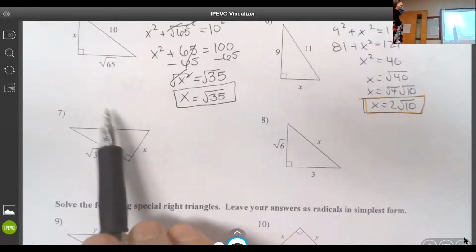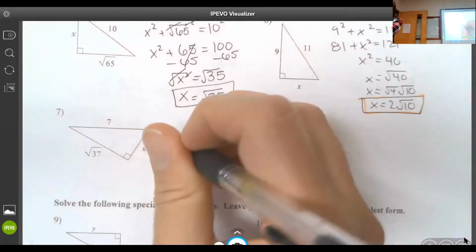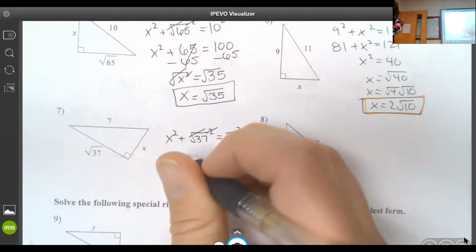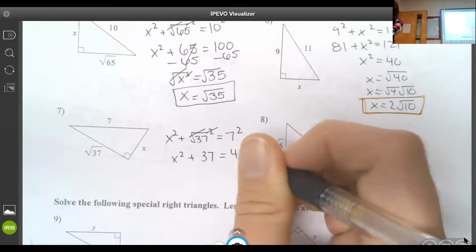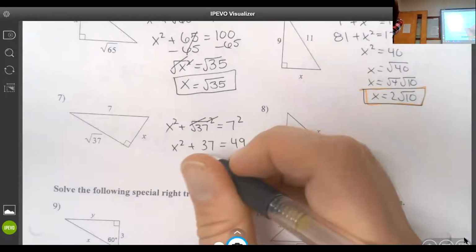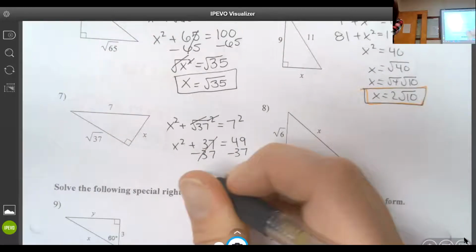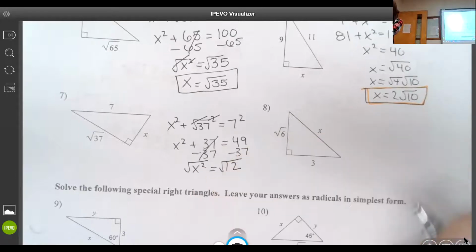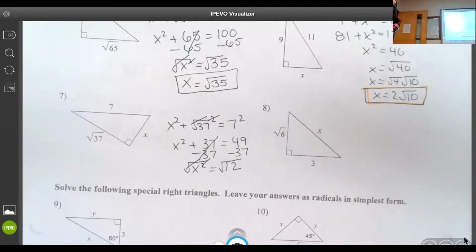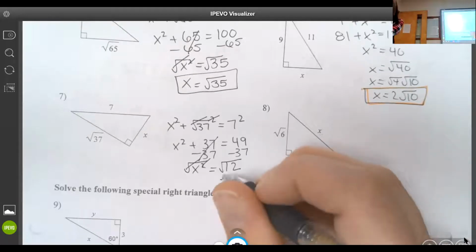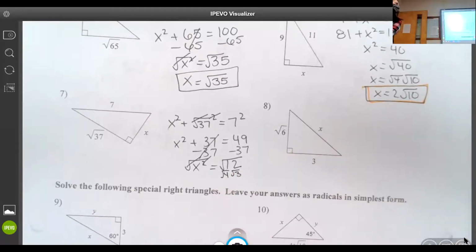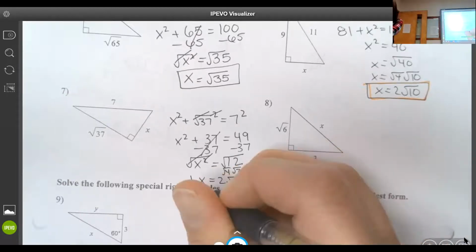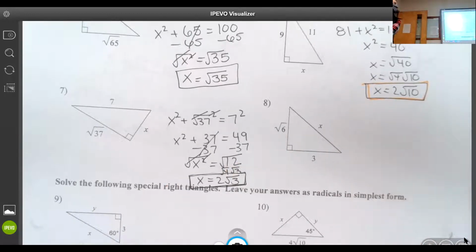7 is similar where I have the hypotenuse and then my side is a radical. So I have x squared plus the square root of 37 squared equals 7 squared, and this is just going to cancel out. So I have x squared plus 37 equals 49. Subtracting 37, x squared equals 12. Now this I can simplify. What perfect square number goes into the square root of 12? 4. So this is 4 times 3, or I could break it into rad 4 times rad 3, which means it simplifies to 2 rad 3. Okay, so we want to be looking for opportunities to simplify rads.